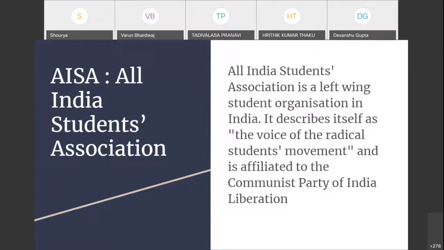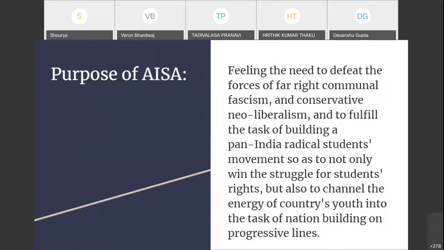The next one is AISA, All India Students' Association. AISA is a left-wing student organization in India. It describes itself as a voice of the radical student movement and is affiliated to the CPI (ML) Liberation, the Communist Party of India (Marxist-Leninist) Liberation. What is the purpose or agenda of AISA?